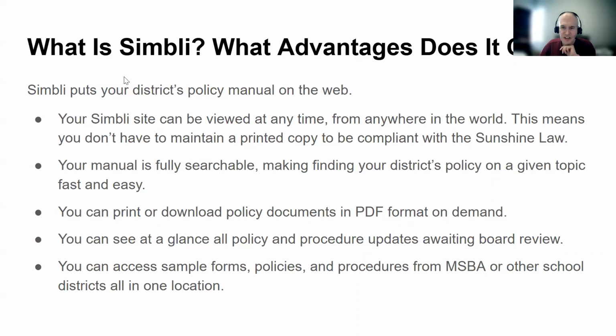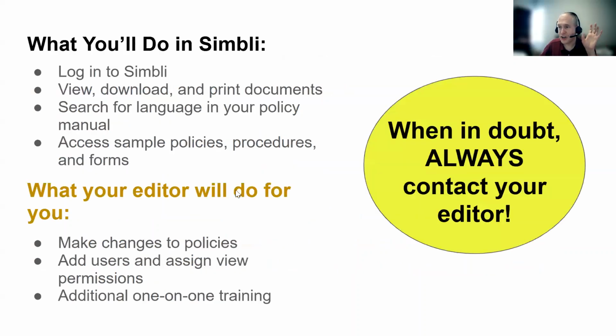So we're going to break up today's content into two categories. We're going to talk about what you are going to need to do in Simbli, and then we're going to talk about what your human policy editor here at MSBA will do for you. So what you're going to need to do, and what we're going to talk about today, is you're going to need to, of course, know how to log into Simbli. You're going to learn how to view, download, and print documents and drafts of documents if you want to take them before the board. We're going to talk about how to search for language in your manual, and then I'm going to show you how to access sample versions of all of MSBA's policies, procedures, and forms.